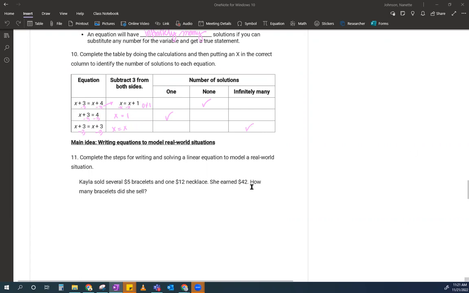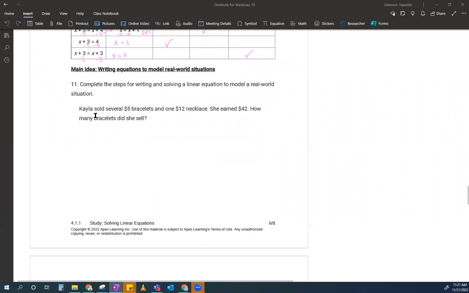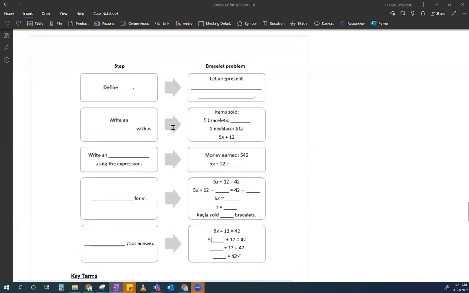Okay, so continuing on, we're going to do a word problem. It says Kayla sold several $5 bracelets and one $12 necklace. She earned $42. How many bracelets did she sell? The very first thing that we always want to do is define the variable. So define the variable, and we're going to use x. We could have used anything, we could even use b for bracelets, right? So here we're going to let x represent the number of bracelets Kayla sold.